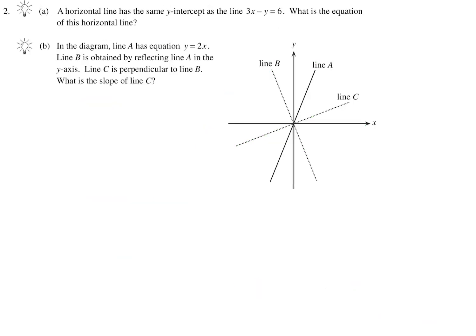A horizontal line has the same y-intercept as the line 3x minus y is equal to 6. What is the equation of this horizontal line?